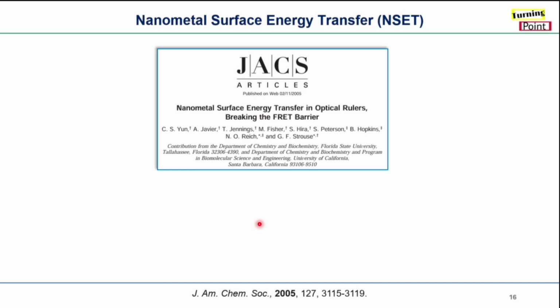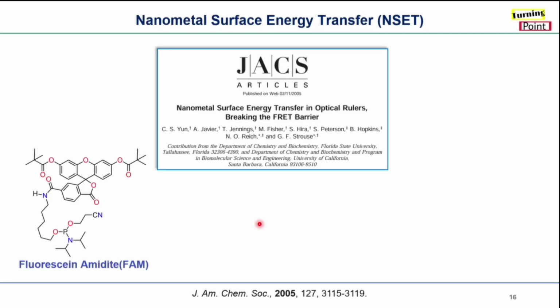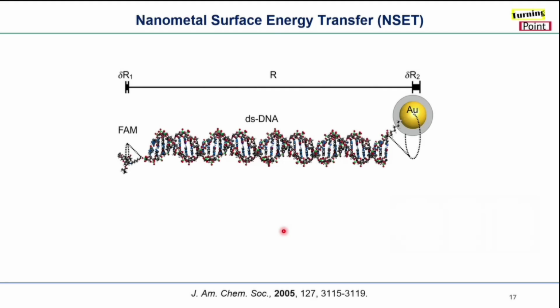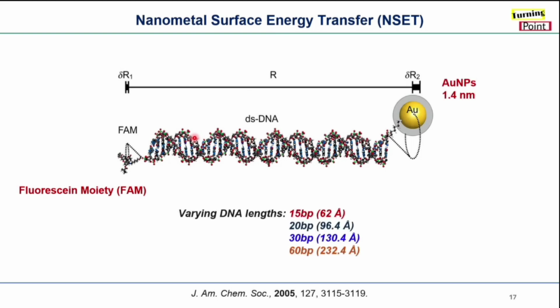In this study, they used fluorescein amidite, or FAM, as the fluorescein donor molecule. On the right side, you can see gold nanoparticles used as the acceptor, and they systematically varied the distance between the donor and the acceptor. To achieve this, they designed a well-controlled experimental system. Both the donor and acceptor are separated by a double-stranded DNA. One end is functionalized with fluorescein and the other end with the Au nanoparticle, varying the DNA lengths from 15, 20, 30, to 60 base pairs, which correspond to distances of 6 to 23 nanometers.